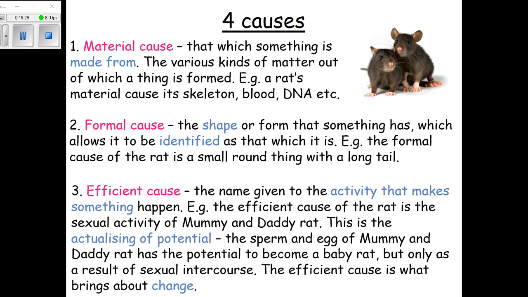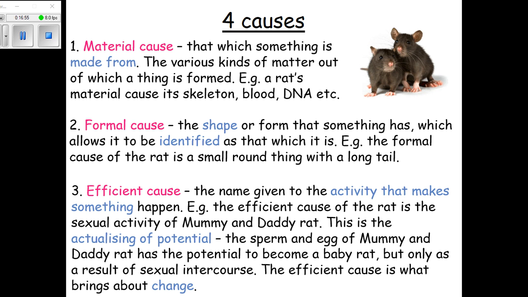So far the material and the formal are just potential rats. Through efficient cause, in this case sex, in the table's case it would be the person actually banging the wood into the metal, or with the nails. This is actualizing potential. The sperm and egg of mummy and daddy rat has the potential to become a baby rat, but only as a result of sexual intercourse. The efficient cause is what brings about change.